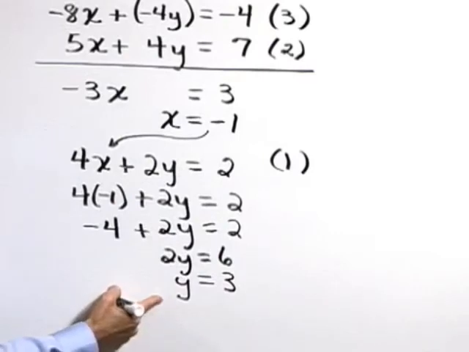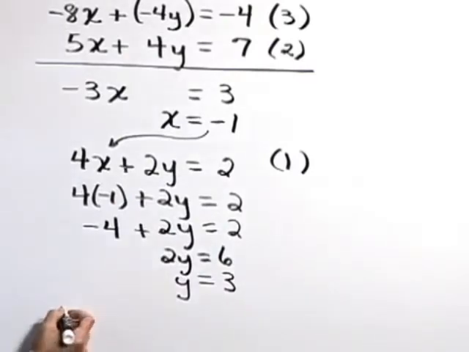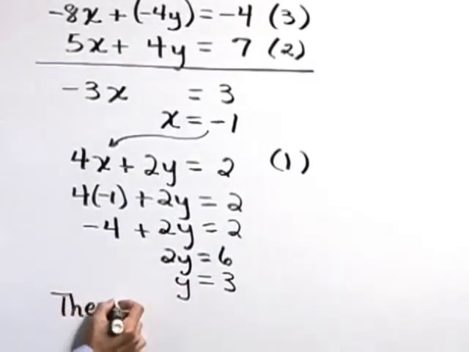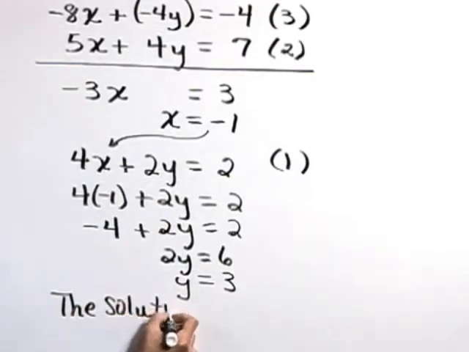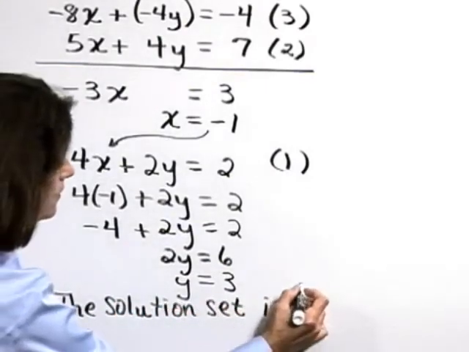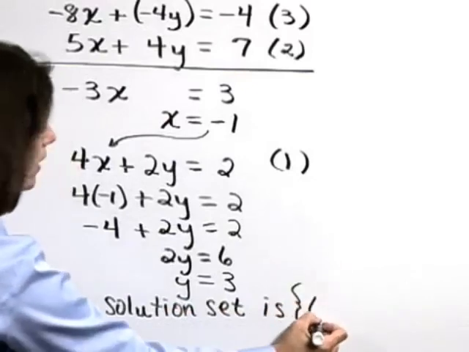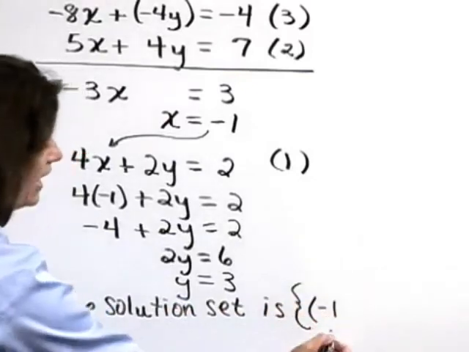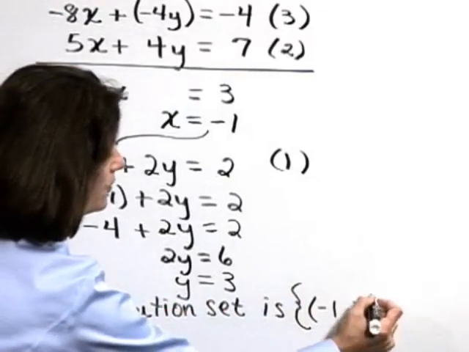So we've solved for both x and y. Let's summarize by saying the solution set is the point where x is equal to negative 1 and y is equal to 3.